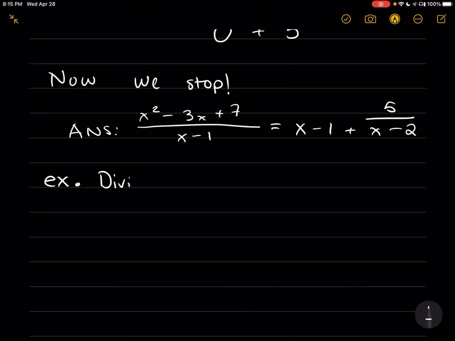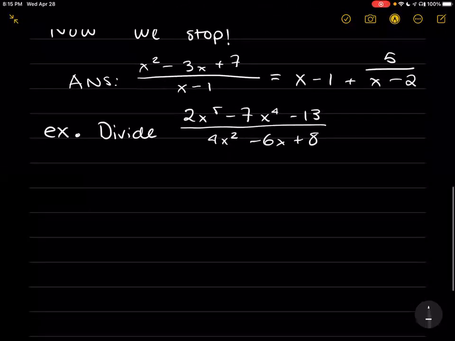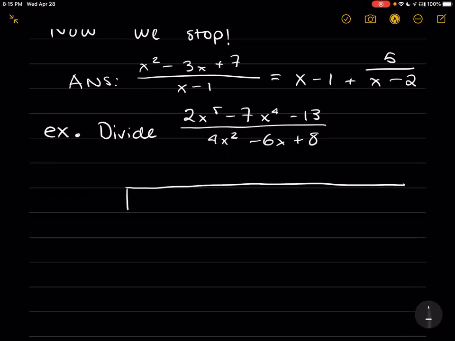So let's go ahead and divide 2x to the 5th minus 7x to the 4th minus 13, and we're going to divide that by 4x squared minus 6x plus 8. Okay, so let's go ahead and write these out. So our divisor over here, so we've got 4x squared minus 6x plus 8. That looks good. And then we write our dividend underneath the bar, so 2x to the 5th minus 7x to the 4th minus 13.